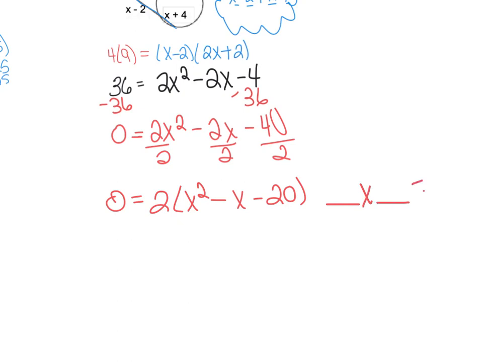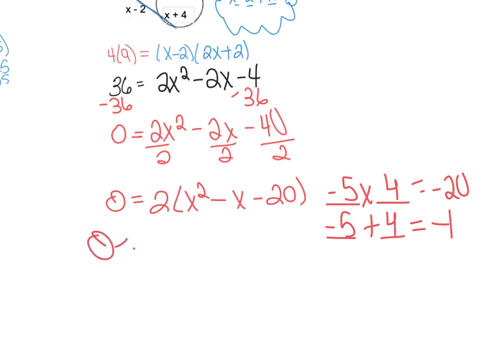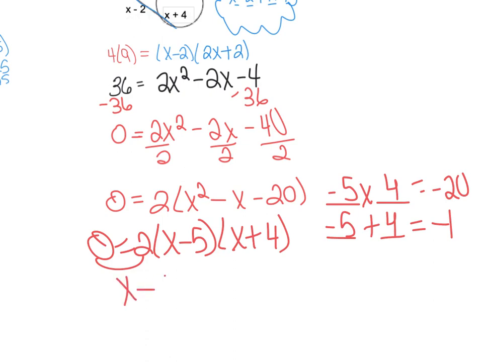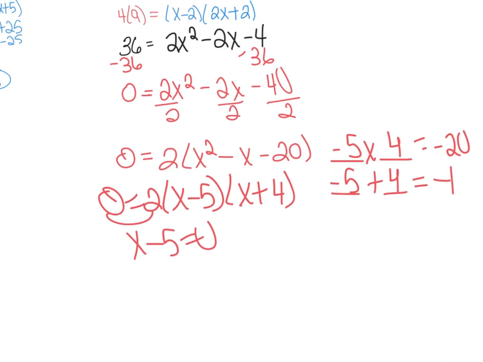What times what equals negative 20, what plus what equals negative 1, and we've already done this example. It's negative 5 and positive 4. So our two factors in our parentheses are going to be x minus 5, x plus 4. Again, 2 does not equal 0, so we don't need to worry about that. If I say x minus 5 equals 0, I get x equals 5. If I say x plus 4 equals 0, I get x equals negative 4.